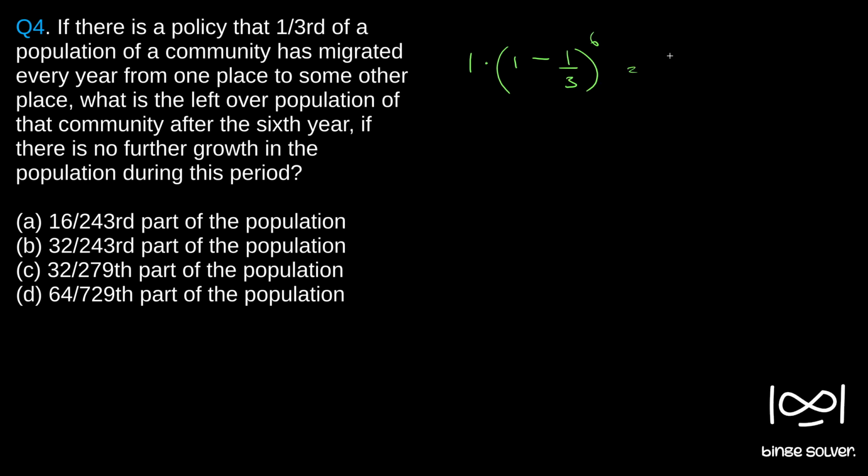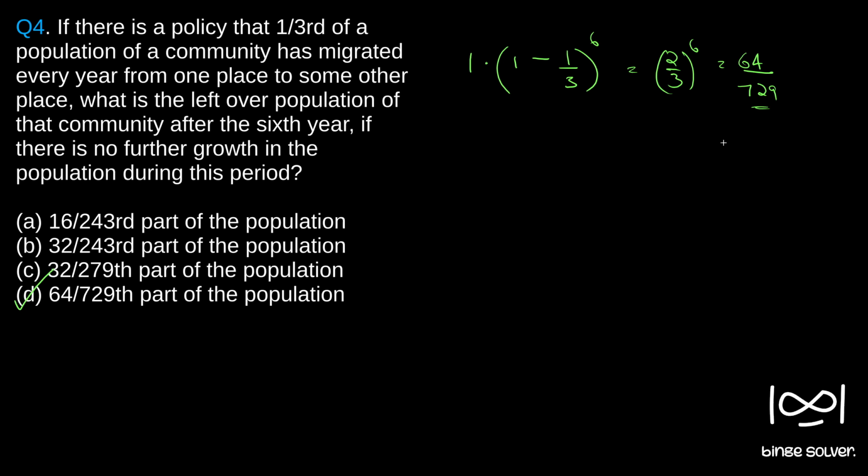Or we have 2 by 3 raised to 6, or 2 raised to 6 is 64, and 3 raised to 6 is 9 cube. 9 cube is 729. So our answer is 64 by 729, D.